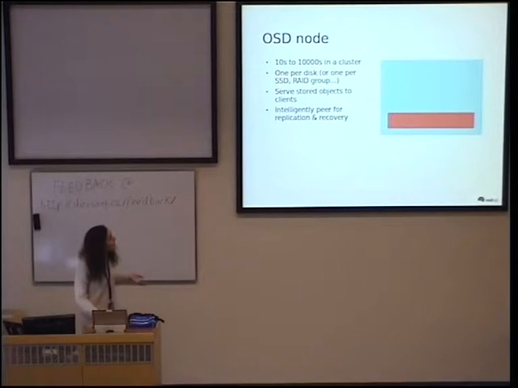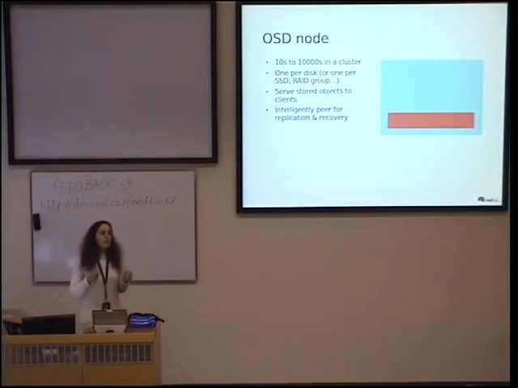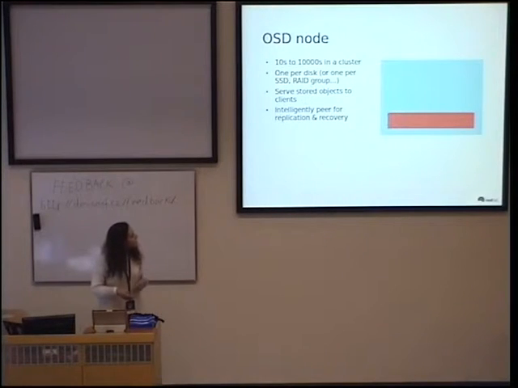There are two types of node. The first one, OSD, is the storage node. It's a very smart storage node. Usually in a cluster, you have a large number of OSDs, between tens and thousands. You define an OSD per disk or RAID group if you want to.